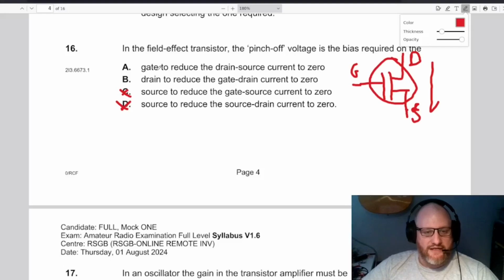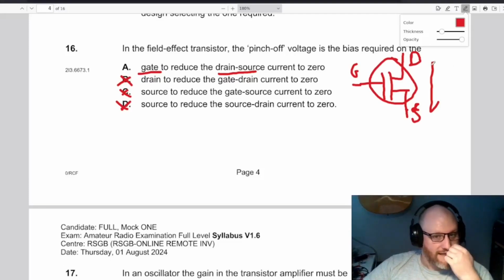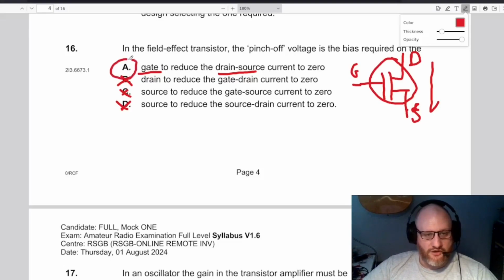Is it a voltage applied at the drain to reduce the gate drain current to 0? Well, for the same reason that we don't see a gate source current, the effect of having the capacitor here prevents us from seeing a gate drain current as well. So we can cross that out, and that leaves us with answer A, which is a bias required on the gate. Well, we know that's where we control these devices, to reduce the drain source current, which is what we normally control from the gate, to 0. So that really does check out with what we already know.